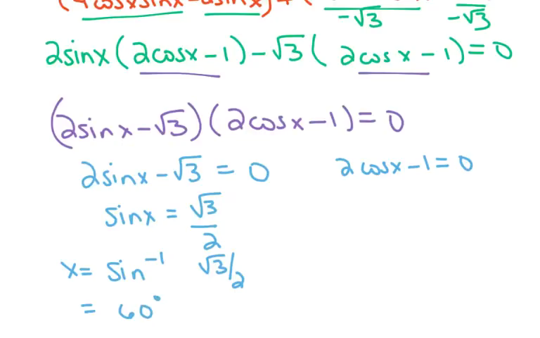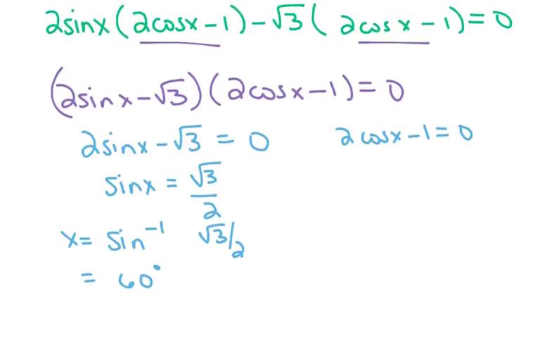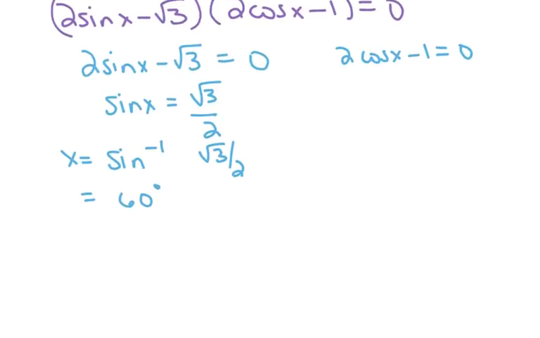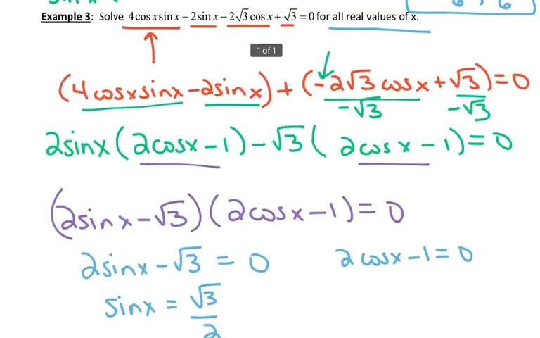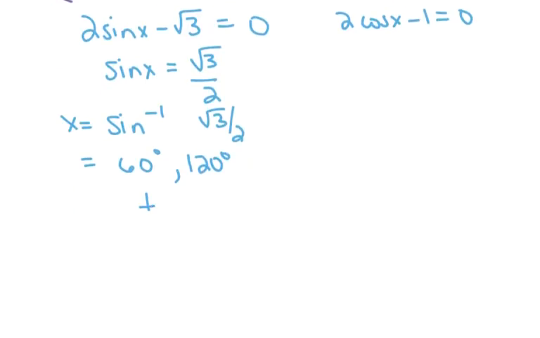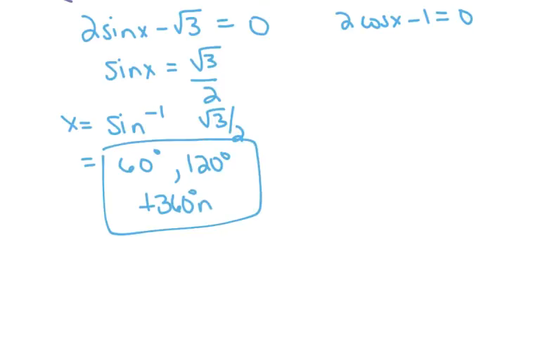Except there's another location where the sine is going to be square root of 3 over 2, and it's going to be in quadrant 2. In quadrant 2, the angle will have a reference angle of 60 degrees. All you have to do to account for all real values of x is add a plus 360n to both of them. I just wrote it once. So it's 60 plus 360n and 120 plus 360n. And the reason is because we know that the period of sine and cosine is 2 pi. 2 pi is the same as 360 degrees.